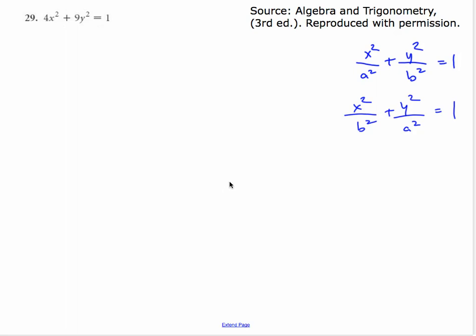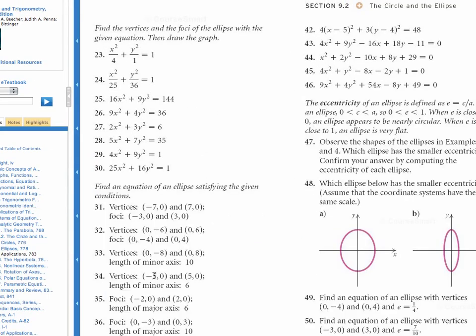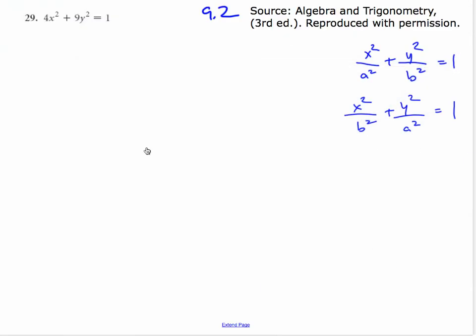Here's a question from section 9.2 in the text where I'm supposed to identify some things about an ellipse. I can't remember what the question said. Just a second. It says for 29, find the vertices and foci with the given equation. Okay, so that's what I'm supposed to be doing with this question.